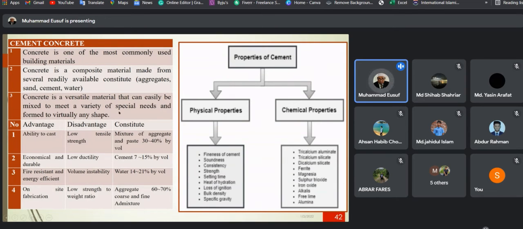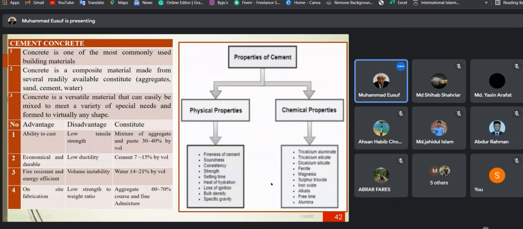Okay, and I believe this constituent part you do not understand. But you understand the advantage and disadvantage. Never mind, we will explain it again. Come back here. Properties of cement. There are two properties: physical and chemical properties.